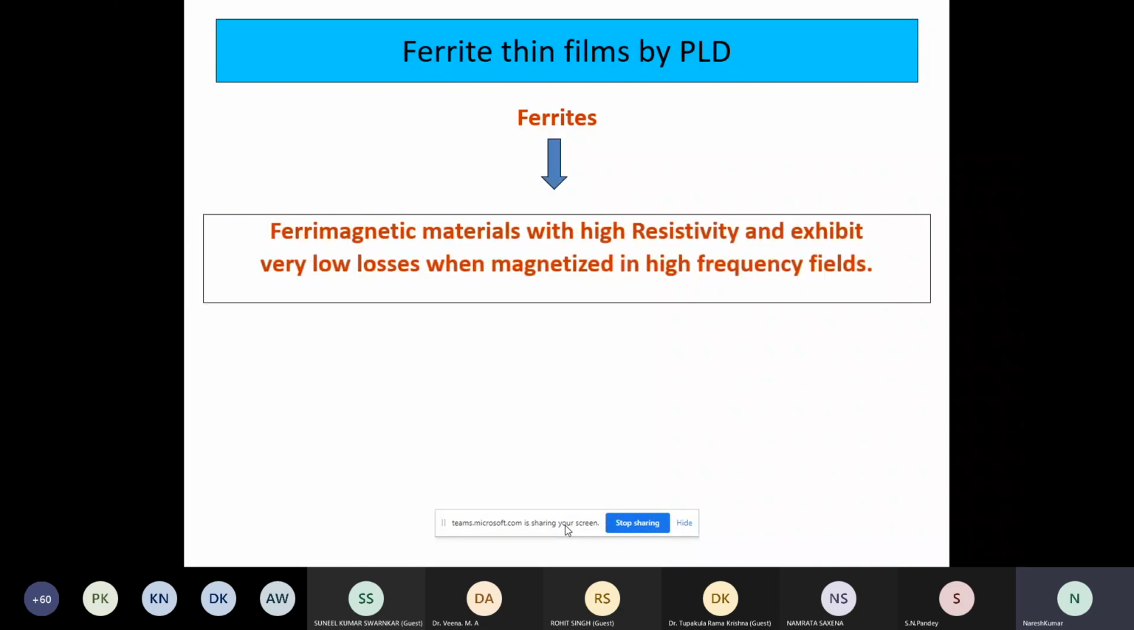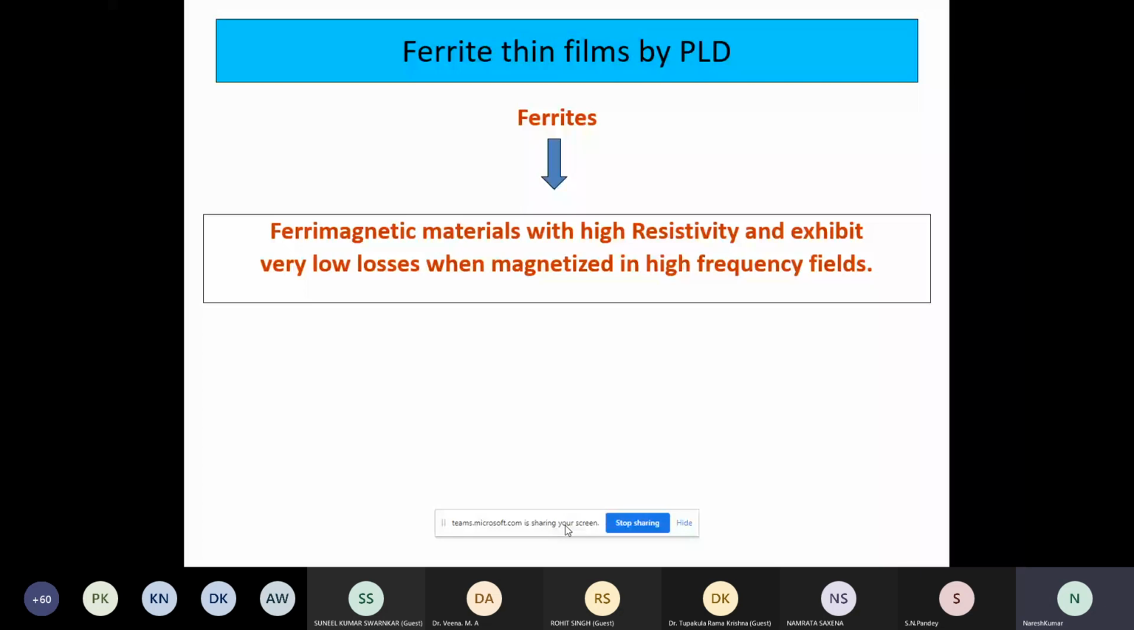Ferrite is basically a ferrimagnetic material. What is ferrimagnetic? There is a difference between ferromagnetic and ferrimagnetic. Usually when I talk of a magnetic material, it is ferromagnetic. Ferro means the magnetic moments of neighboring atoms are aligned parallelly within the domain. Second, they are of the same magnitude. You might have studied this in graduation or PG. So my magnetic moments of ferromagnetic materials are aligned parallel and are of the same magnitude.